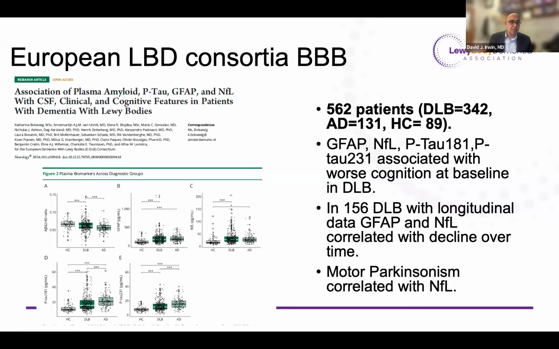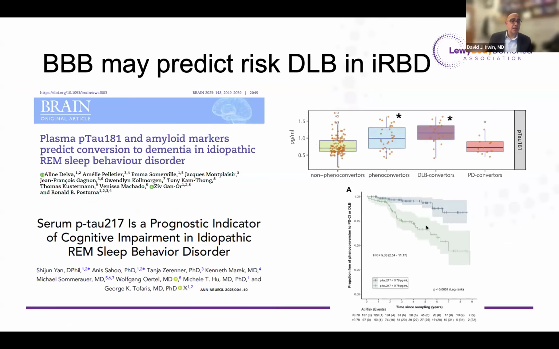What was interesting in this study, all the blood-based biomarkers were associated with worsening cognition at baseline. And in the subset with longitudinal data, we could see that inflammation and neurodegeneration correlated with decline in motor impairments over time. So more examples of how blood tests and combinations of blood tests may tell us what to expect.